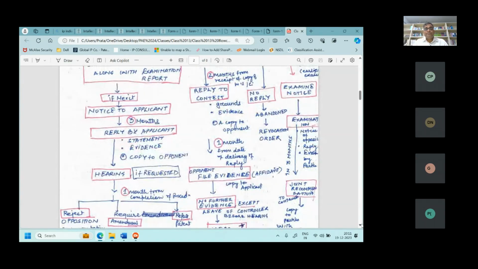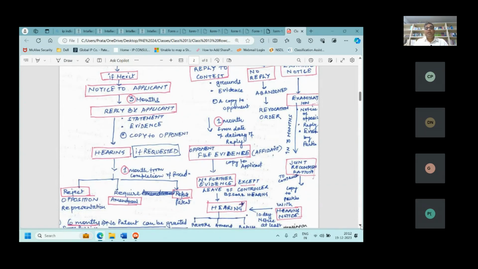Now, no further evidence except what we have discussed earlier. Once the opponent has given evidence and the applicant has given evidence, after that the opponent is given another chance to file further evidence, and once this is done, no further evidence is filed except with the leave of the controller. Once all the evidence has been gathered, a hearing notice will be given and the hearing will be scheduled at least 10 days from the date of notice.